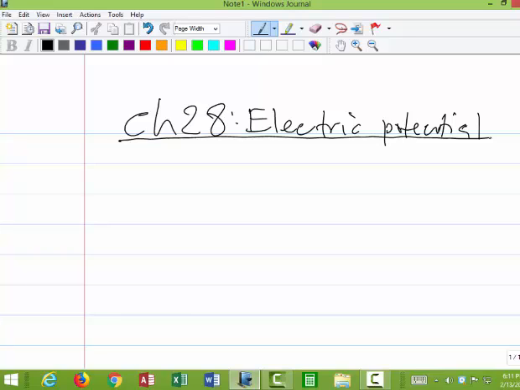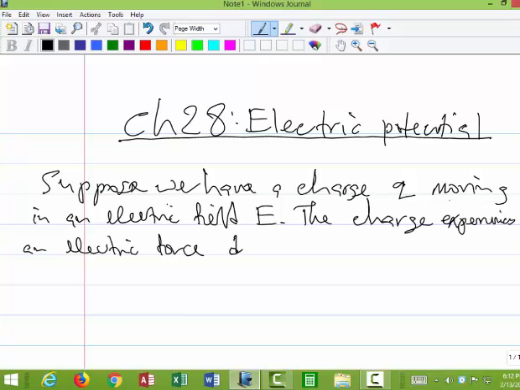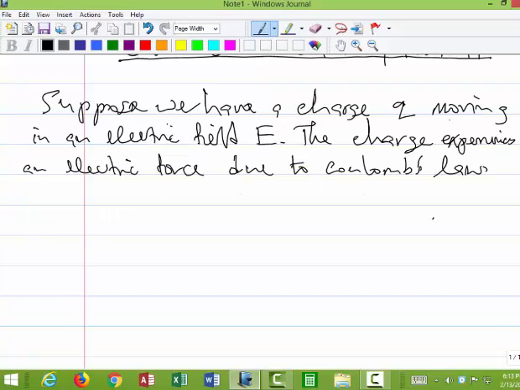So let's say suppose we have a charge moving in an electric field. I'm going to use Q. So we are moving in an electric field E. So the charge will experience a force. The force is due to Coulomb's law. So let's say we have an electric field. If the charge starts off here, this is an electric field E.